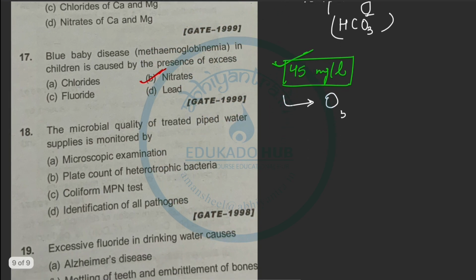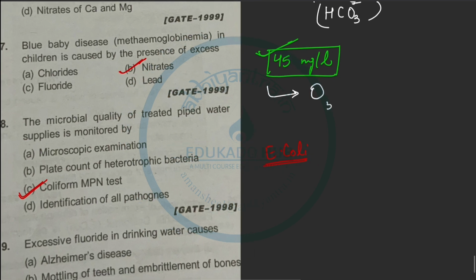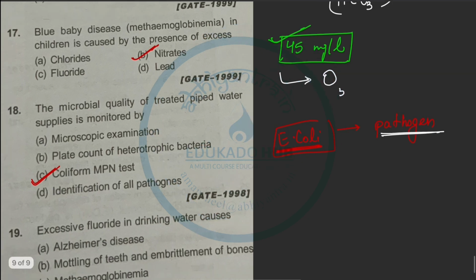The microbial quality of treated piped water supply is monitored by, we have only one option, that is the coliform MPN test. The coliform MPN test is done to check if there is any E. coli bacteria colony. If it is present, because it is an indicator of any pathogen, they will be ready that there can be a pathogen. So the coliform MPN test is the most suitable test.